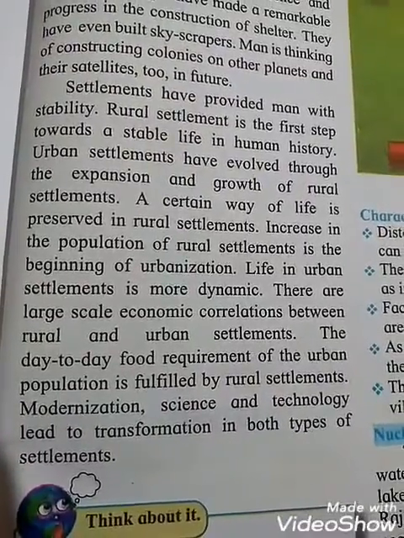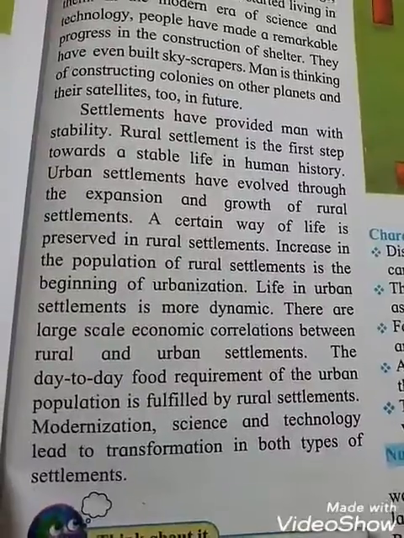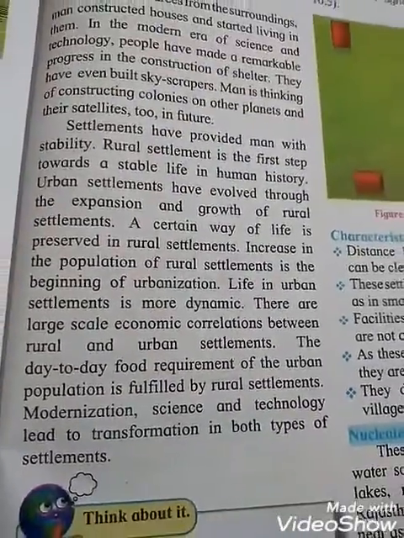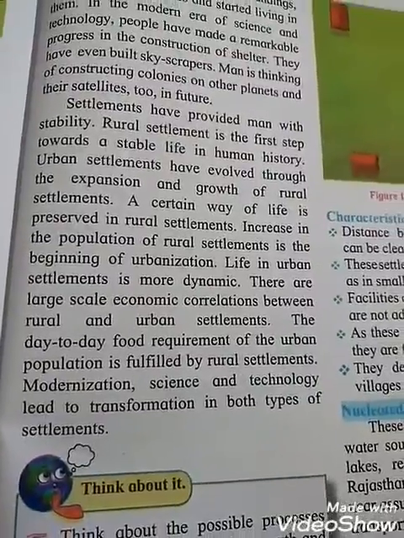Modernization, science and technology lead to transformation in both types of settlements, that means rural and urban settlements.